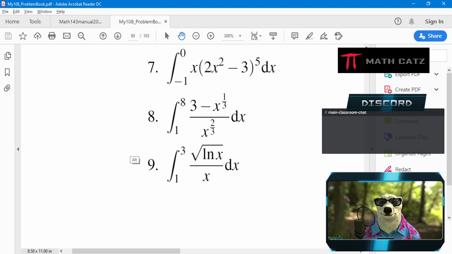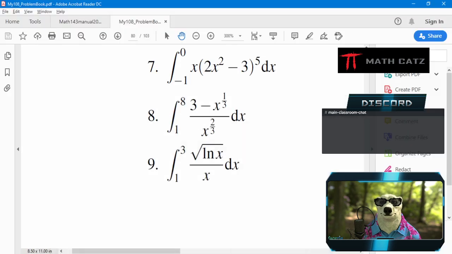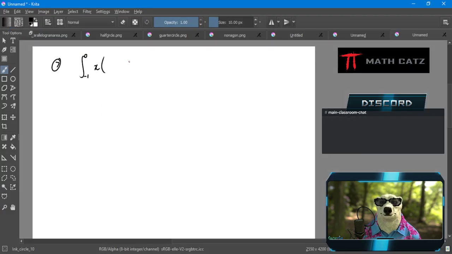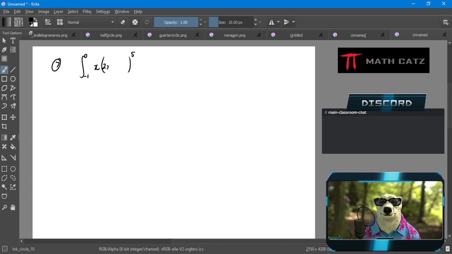All right, let's do number 7. Integral from -1 to 0 of x times bracket to the power of 5, 2x squared minus 3.